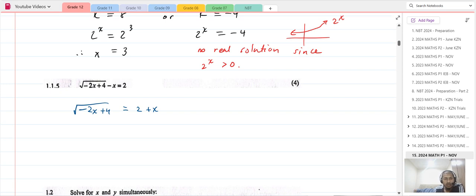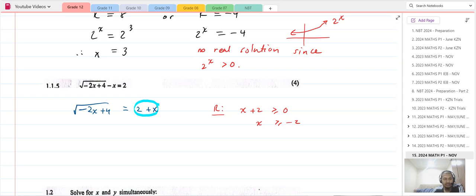Now, the square root of anything must always be positive, so we can get a restriction. We can say a restriction is x plus 2 has to be greater than or equal to 0, so x is greater than or equal to negative 2. So we can only choose answers for x which are greater than or equal to negative 2. We can't choose answers that do not satisfy this inequality.